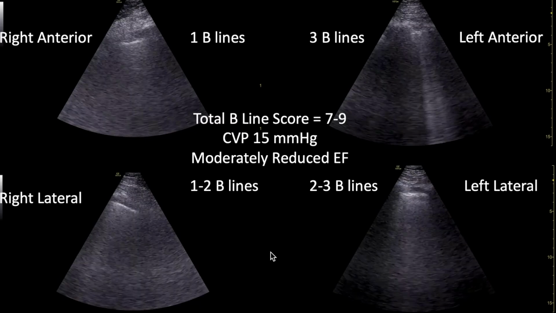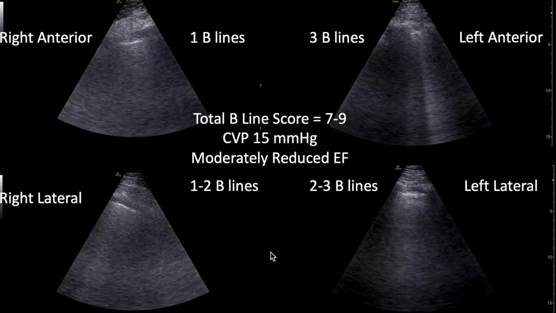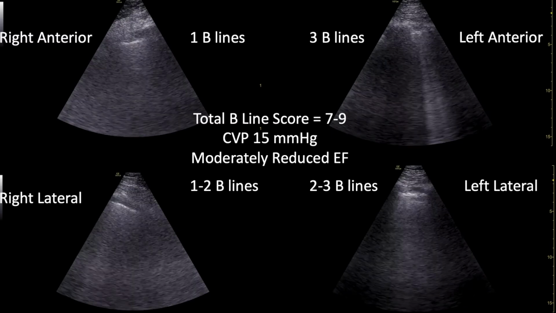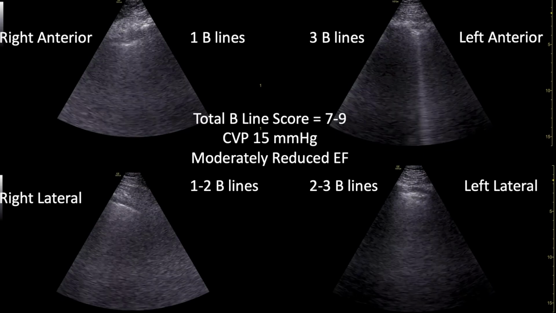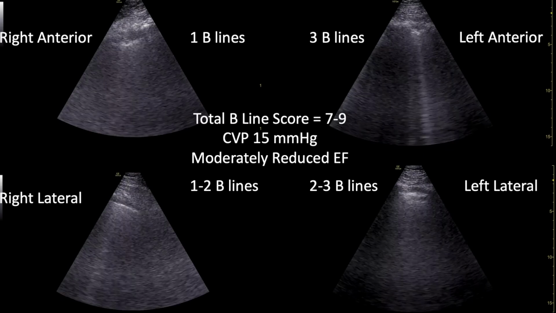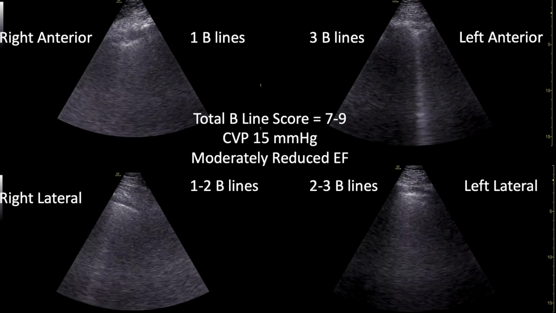Furthermore, the central venous pressure was quite elevated on this patient at 15 millimeters of mercury. And there was newly recognized moderately reduced ejection fraction. It was not known that he had this reduced EF previously. So again, our volume status exam on this patient includes not only lung ultrasound, but central venous pressure ultrasound, as well as a cardiac ultrasound in this case.